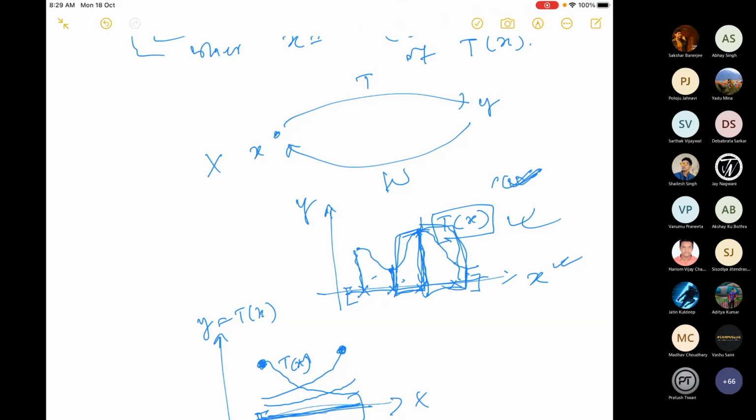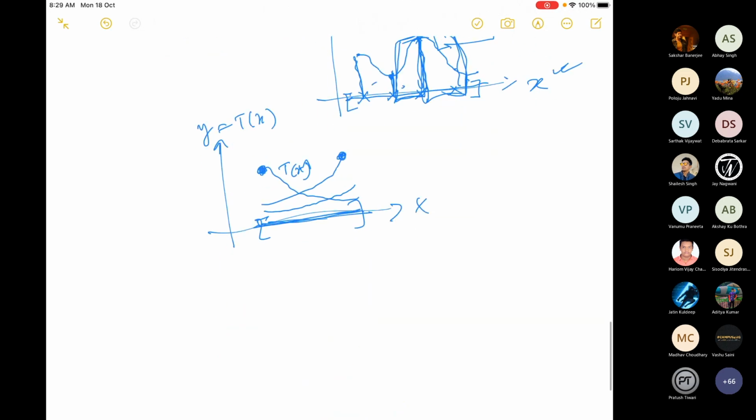But you can have functions that are zigzag. I mean, you need not be able to plot it, like, let's say, sine of 1 by x kind of a thing. So it is like this kind of a function. Then you do not know in what domain it is increasing or decreasing.